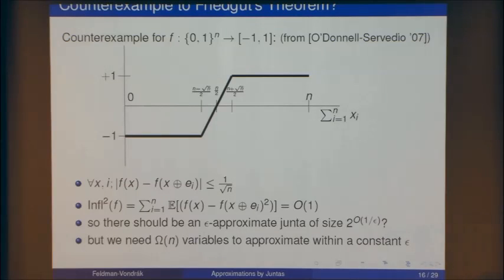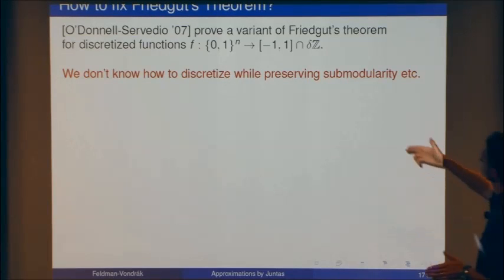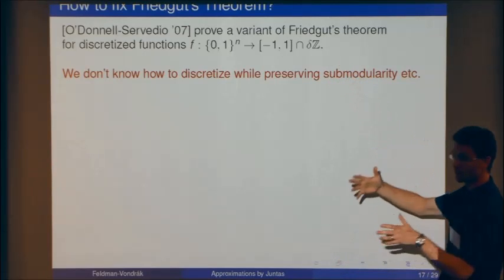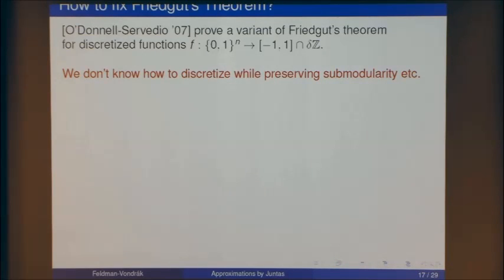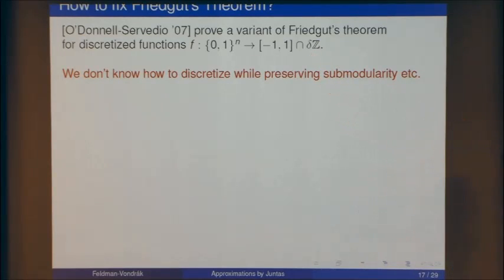So something is wrong here. Well, there was this paper by Ryan and Rocco about learning decision trees, and they had a workaround which was essentially to discretize the range. They said, okay, let's round the values to multiples of some small delta, and then let's prove junta approximation for these kinds of functions. So that works. There's some dependence on delta, which is not too bad. But it doesn't work very well for our setting.